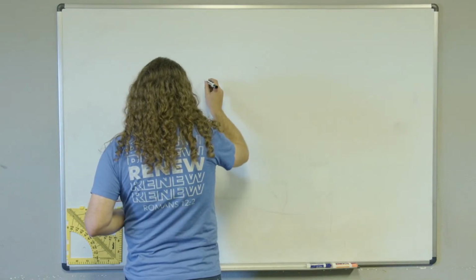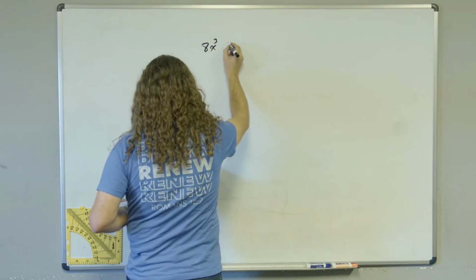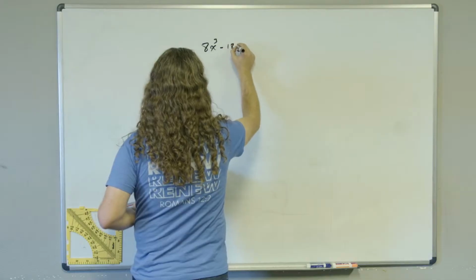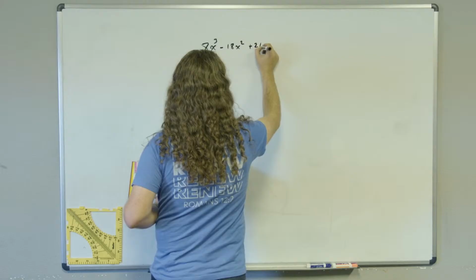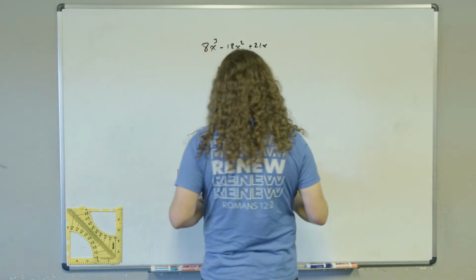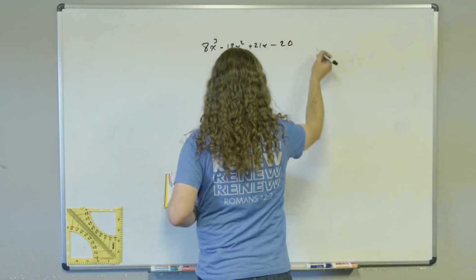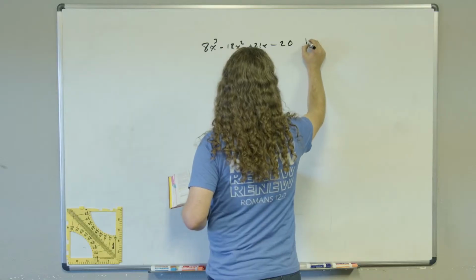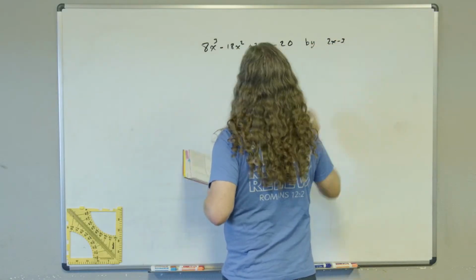And we're going to do 8x cubed minus 18x squared plus 21x minus 20. I am saying it out loud so you don't have to do that. You are using pencil, right? We're dividing this by 2x minus 3.